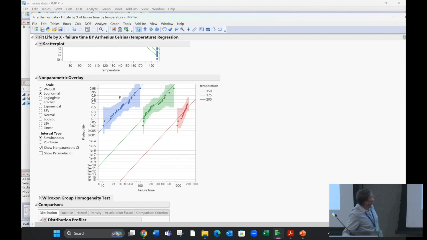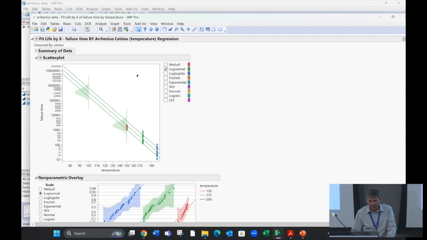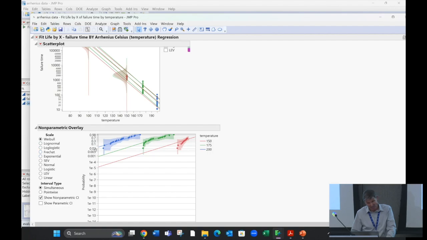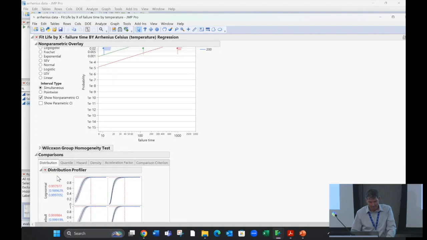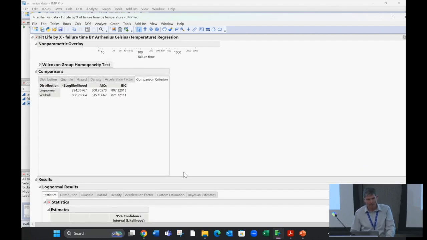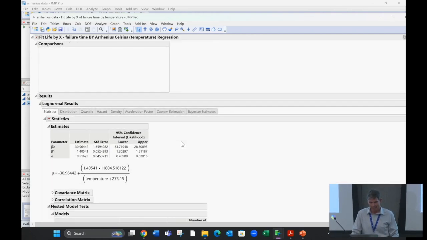So I can see right here that these do look like they fit fairly well. But you know what? Maybe I would like to try a Weibull distribution. And if I do Weibull here, maybe that's a better fit, maybe not. If I come up here, my comparison criterion, you'll note that log normal is less than Weibull. This is good. The lower, the better. So log normal is what we're going to run with for this particular example.